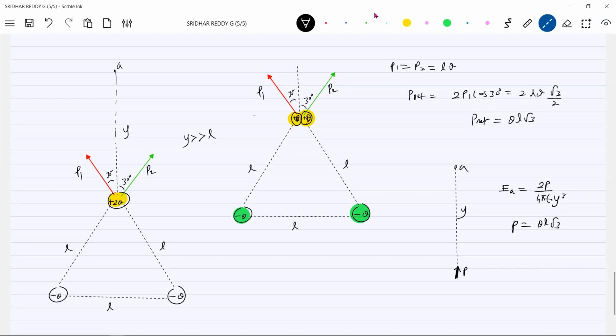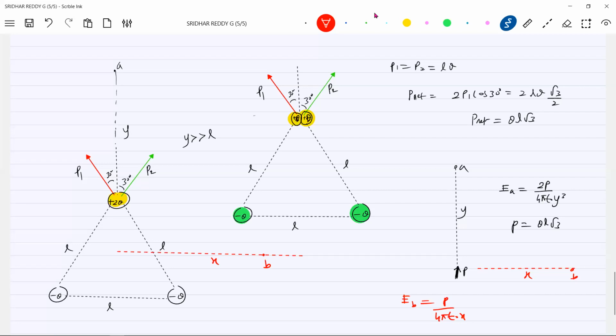I'll bring another line so that will be there. So I want the field strength here. B, I'll write it. What about the field at B? At point B at a distance x, what is the field strength at B? It should be equal to P by 4 pi epsilon naught x cube. What is P? P is this much.